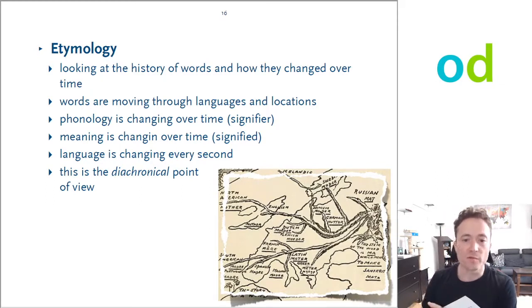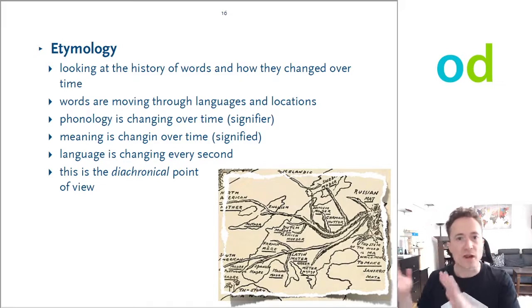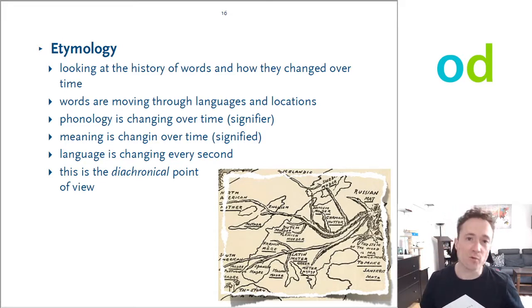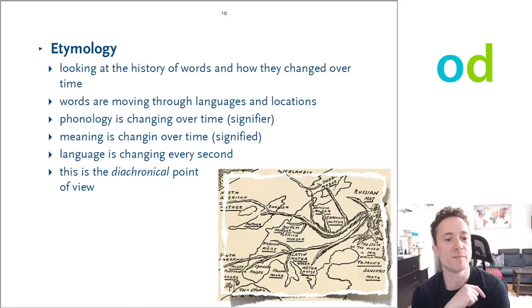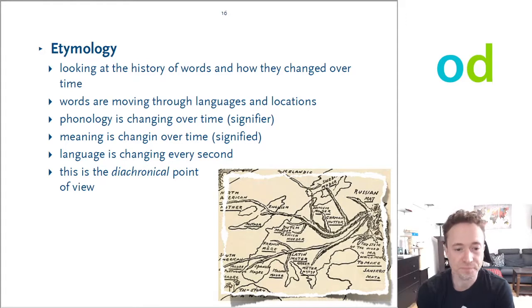So words are moving through languages and locations. Back in the time, traveling routes were also traveling routes for languages. So if there's a place where many travelers are getting through, they will probably leave a bit of their languages there, and they will merge into the language of the space. The phonology is changing over time, and the meaning is changing over time, as I said. And that is happening all the time. That's happening every second, you could say, but not that fast, because we are a huge community of speakers of one language. So we are actually managing to have a stable meaning at a time.